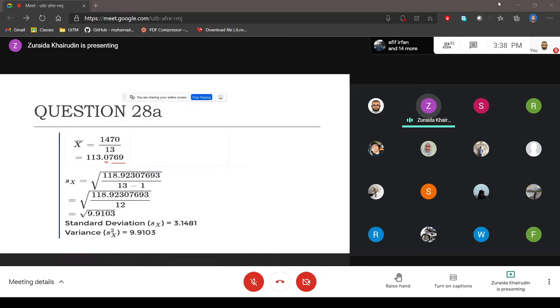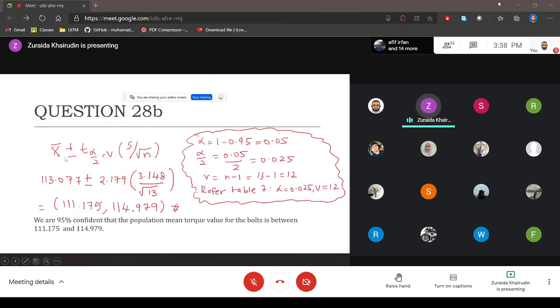Okay, so you do this. You use this formula. You apply this formula. Okay, because 95% confidence interval, so your alpha is 1 minus 0.95. Okay, before you could use the table, before you could refer to the table, you have to divide by 2. This is a must. Okay, this will be your V in your table. Right? So you have to refer to table 7, T distribution.